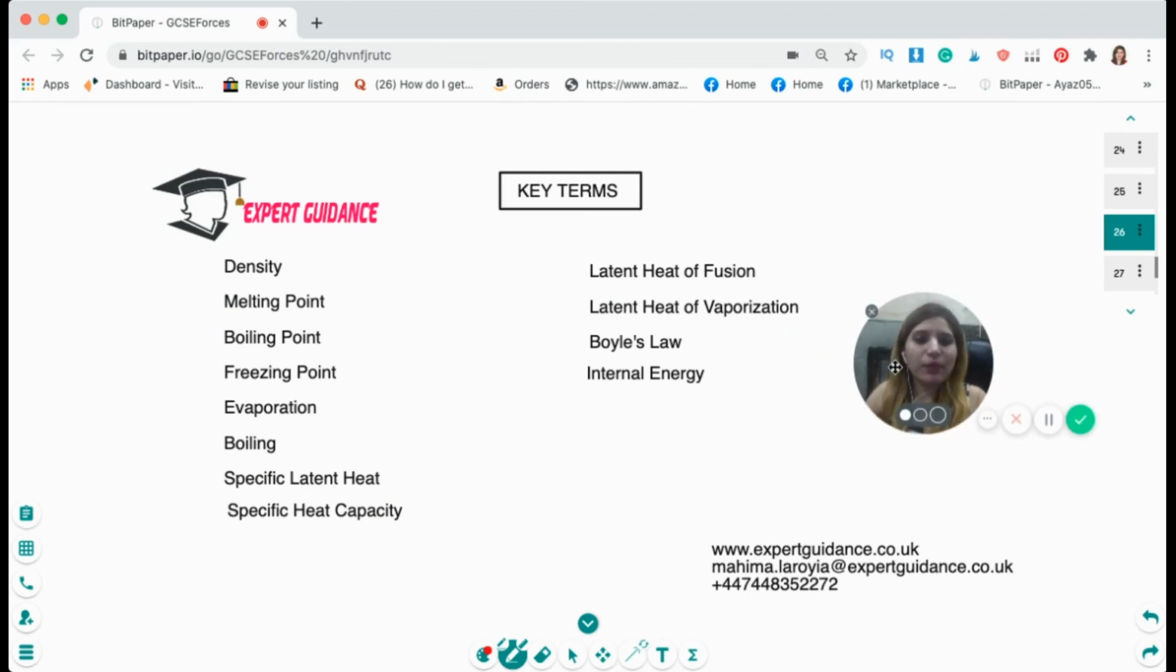Now let's look at some glossaries of this topic. Now you should know what is density, melting point, boiling point, freezing point, evaporation, boiling, specific latent heat, specific heat capacity, latent heat of fusion, latent heat of vaporization, Boyle's law, and internal energy. Now what you can do, you can pause the video, try defining these terms, and come back and check the answer.